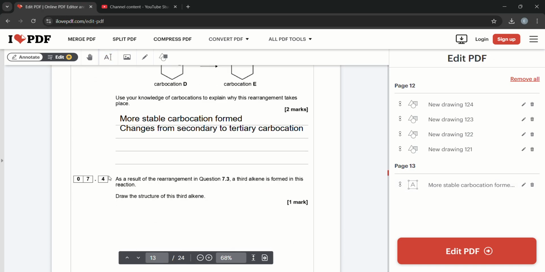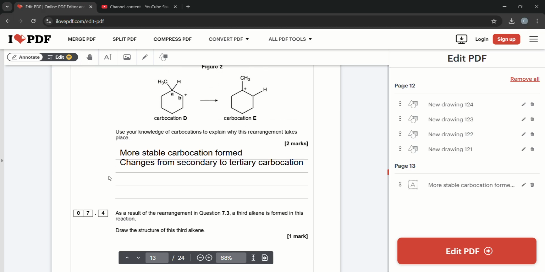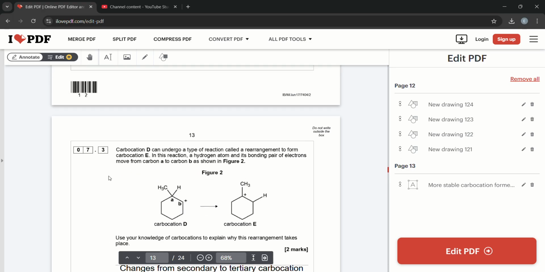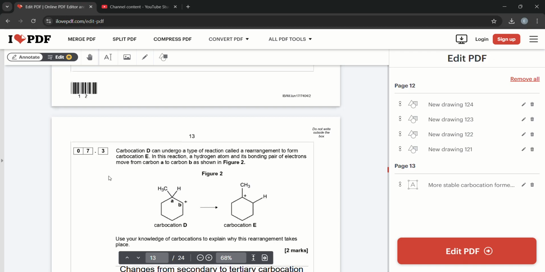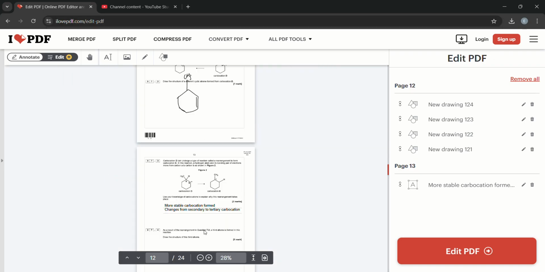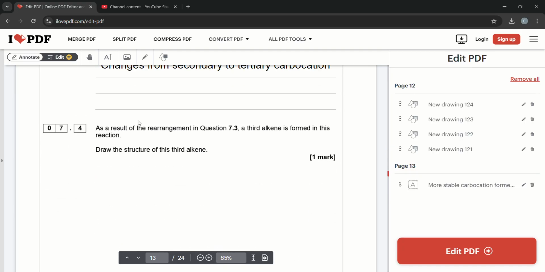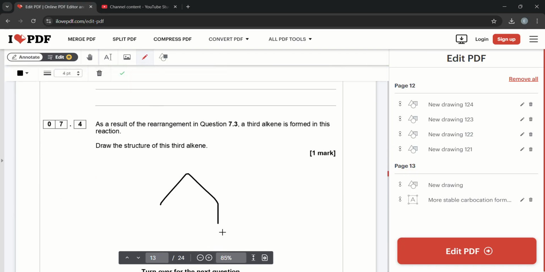7.4 As a result of the rearrangement in question 7.3, a third alkene is formed. Show the structure of this third alkene. But what's going to happen? Well, it's going to form a double bond. So you're going to have the cyclic structure 1, 2, 3, 4, 5, 6, with the double bond here, CH2.